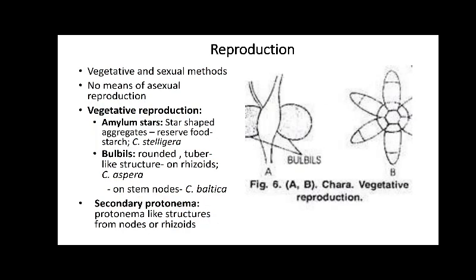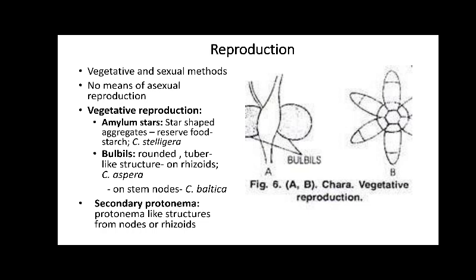Then coming to reproduction, there are two methods of reproduction, vegetative as well as sexual, whereas the asexual mode of reproduction is absent in Chara. In vegetative reproduction, common structures present are amylum stars, which are star-shaped reserve food material aggregates commonly found in Chara stelligera. And then there are bulbils, which are tuber-like structures, just like our potato, present on rhizoids in Chara aspera and on stem nodes as in Chara baltica.